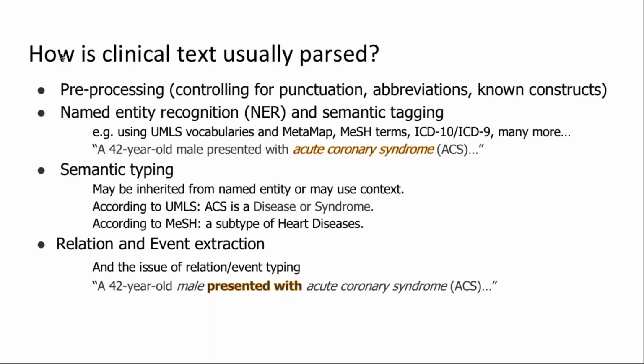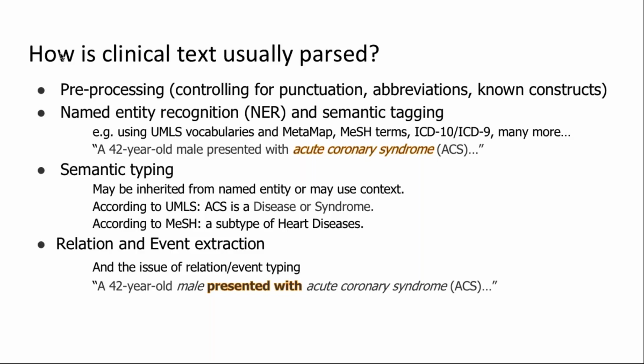The NLM often does this using their own UMLS vocabularies, and they link these through what they call MetaMap. But this can also be done through other established ontologies, such as MeSH terms, as well as medical coding mechanisms like ICD-10, ICD-9, as long as you have some kind of dictionary of terms. That's essentially the minimum that you need to look up those terms in text.